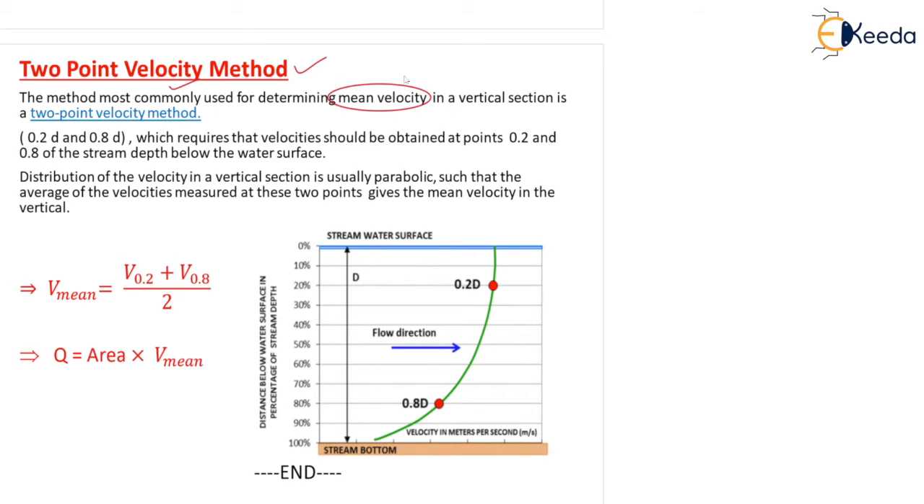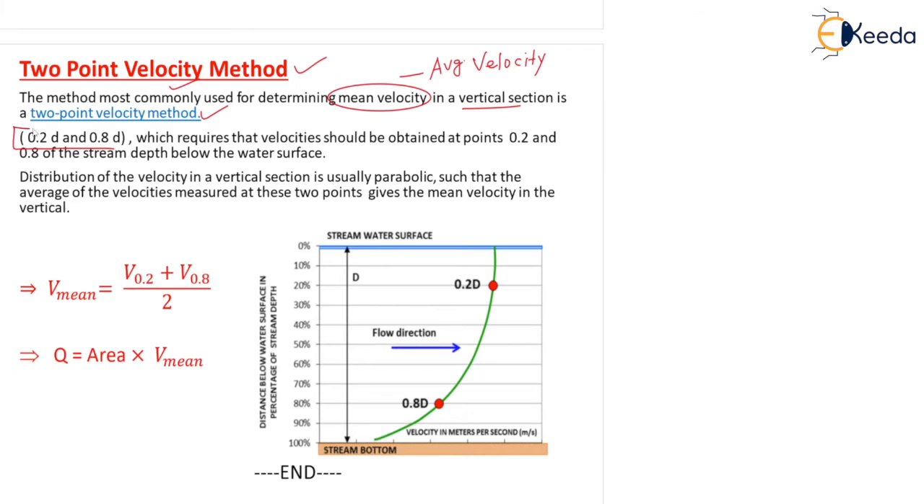So what is the meaning of mean velocity? Average velocity. The method most commonly used for determining mean velocity in a vertical section is the two-point velocity method. That is 0.2d and 0.8d, very important.